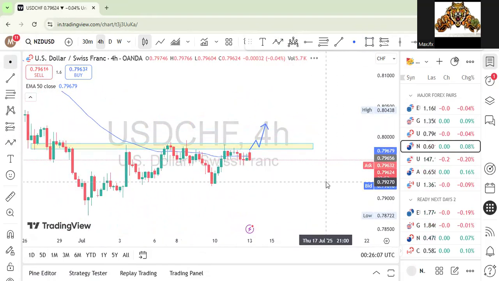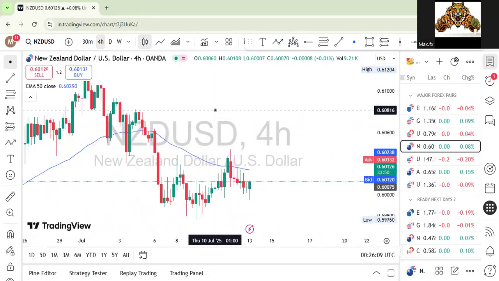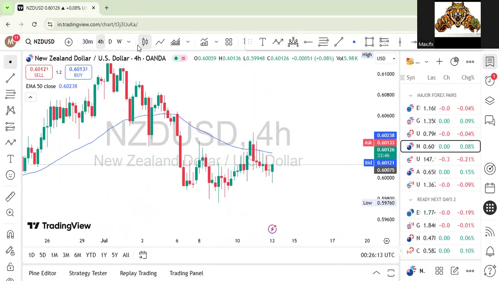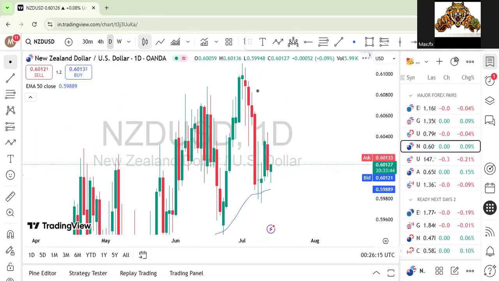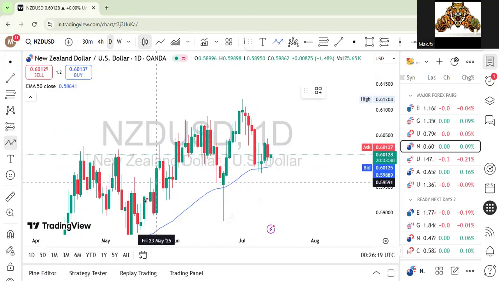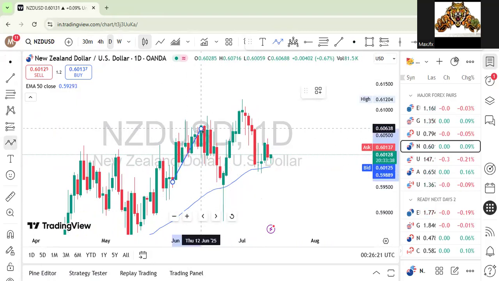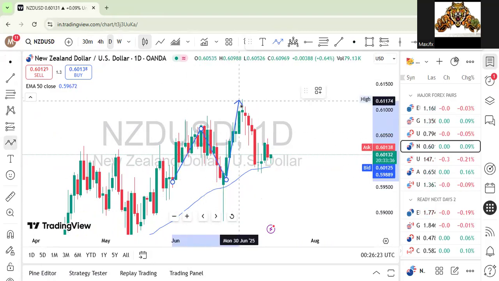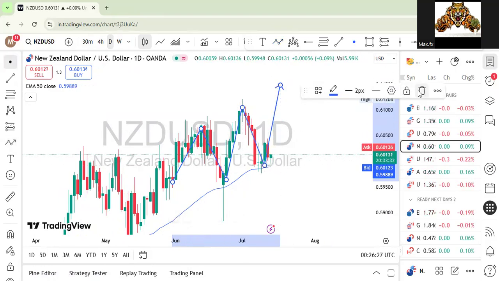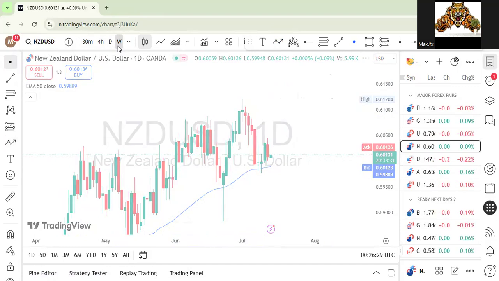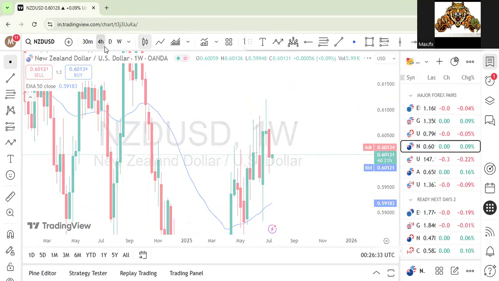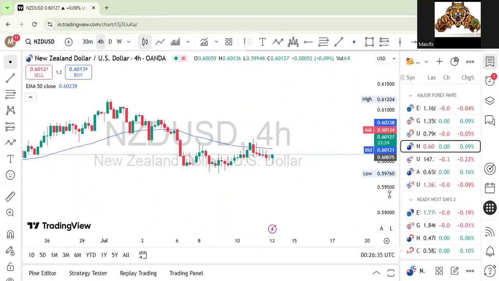So the next one I'm going to analyze is the NZD-USD. All right. So you can see the daily also made a higher high, higher low, higher high, higher low. We're expecting a nice move upwards, which means that I'll be looking for opportunities to buy.